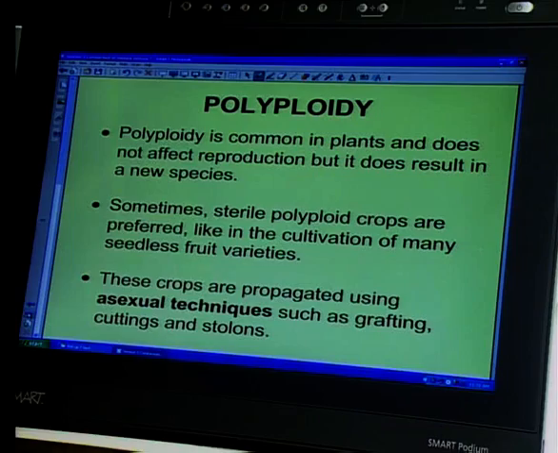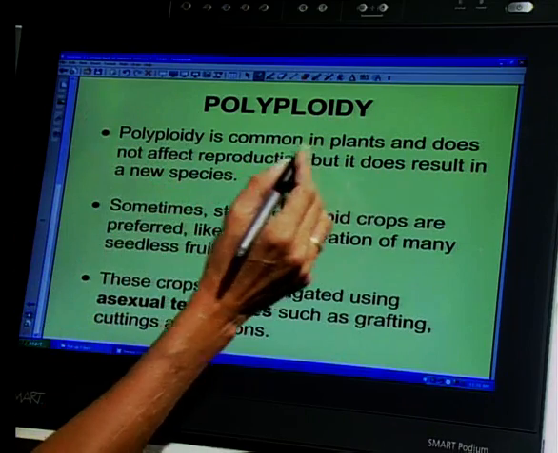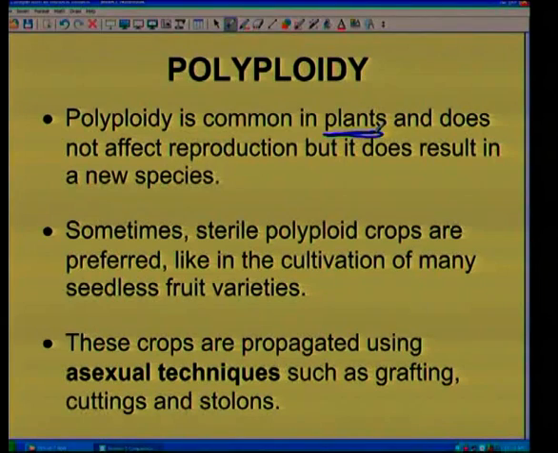Now, if we look here, it's common in plants, okay, and doesn't affect reproduction in plants. So it's plants where polyploidy actually counts, all right? Sometimes we end up with sterile crops.